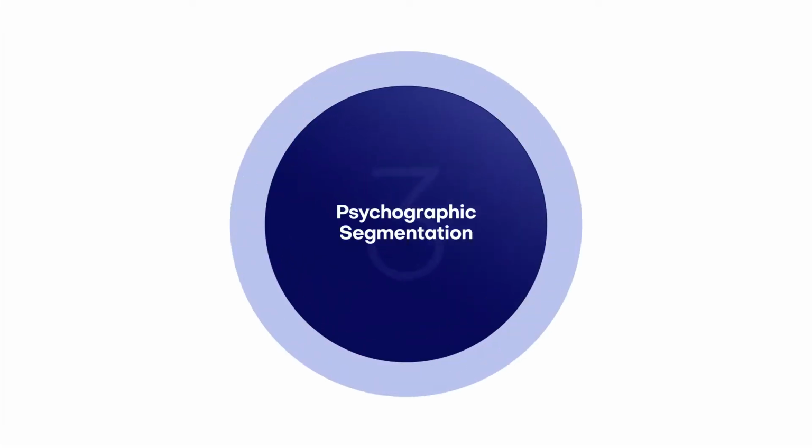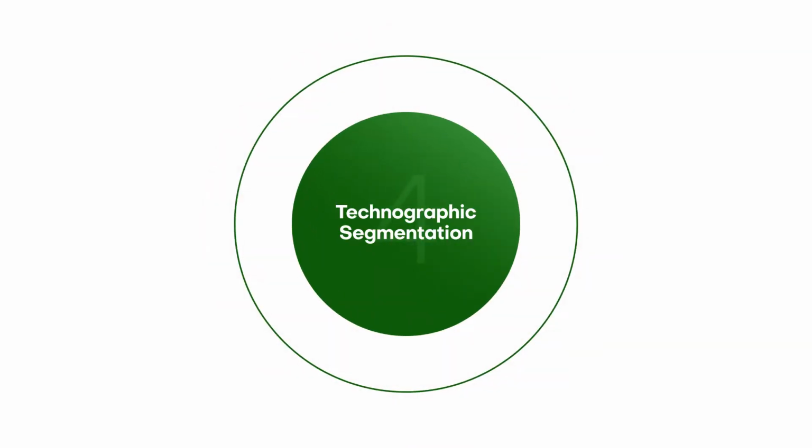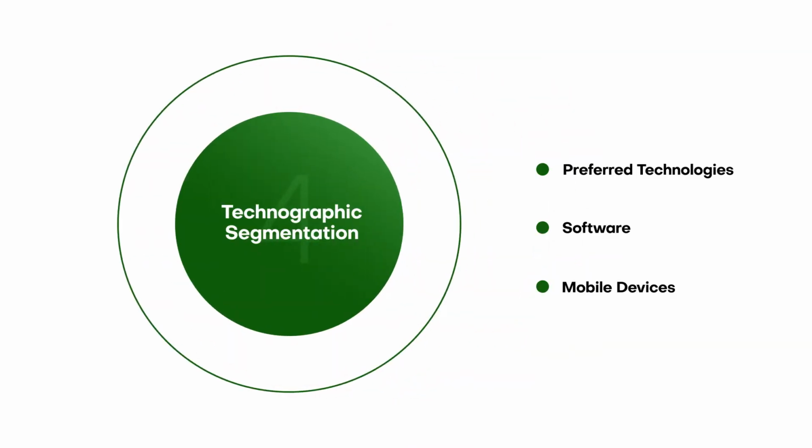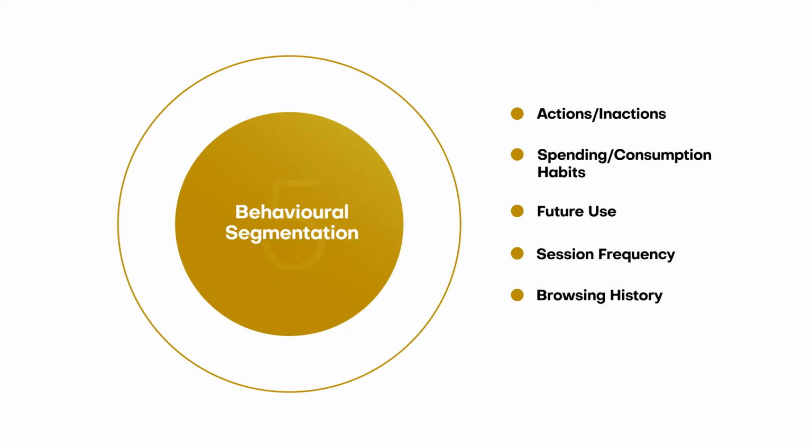The third one is the psychographic segmentation. This has to do with the personal attitudes, values, interests, or personality traits. The fourth one is the technographic segmentation. This is based on preferred technologies, software, and mobile devices. The last one here is behavioral segmentation. And behavioral segmentation has to do with actions or inactions, spending or consumption habits, feature use, session frequency, browsing history, average order value, and more.